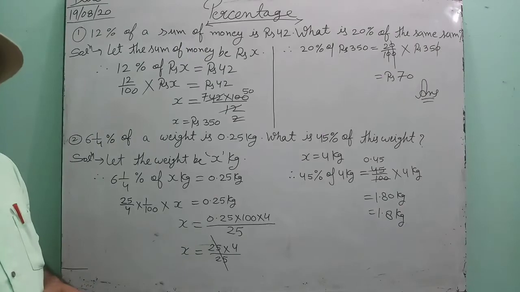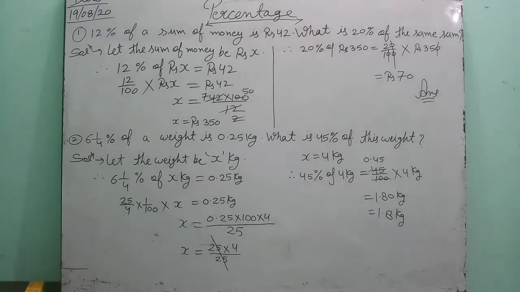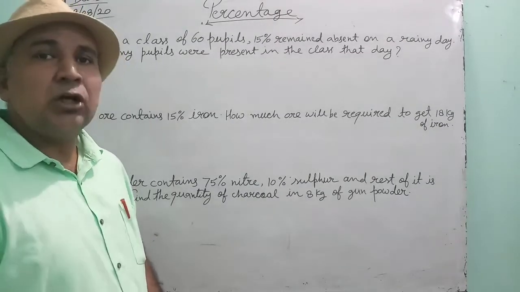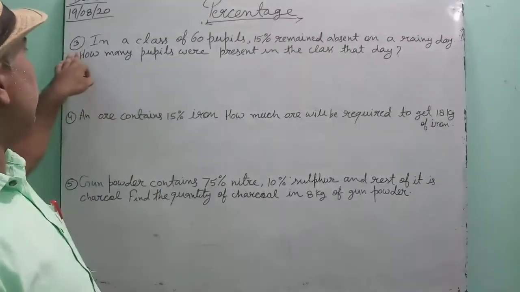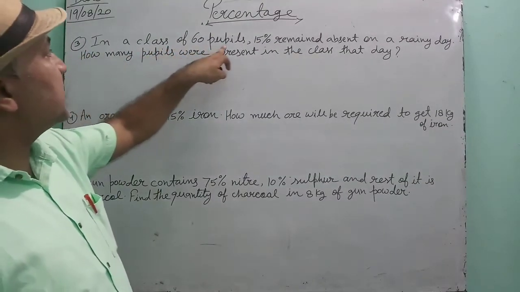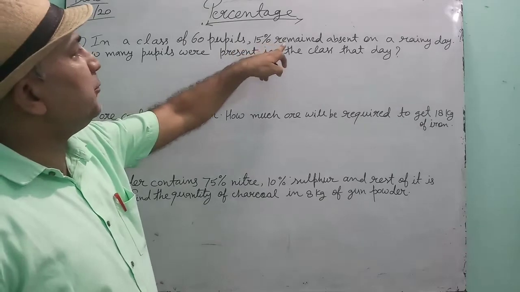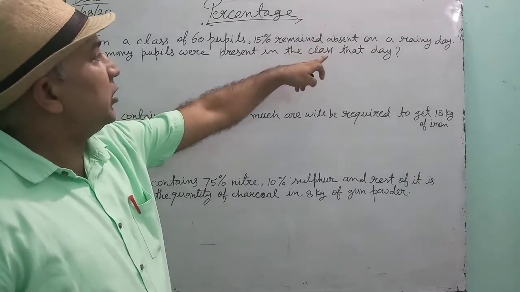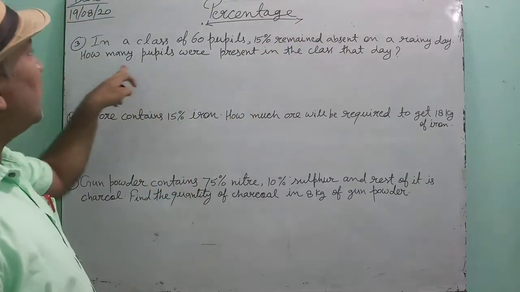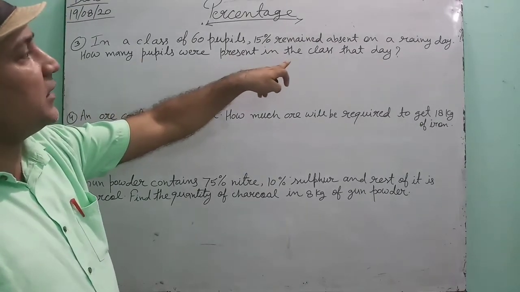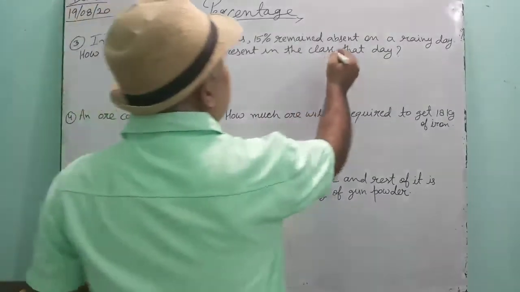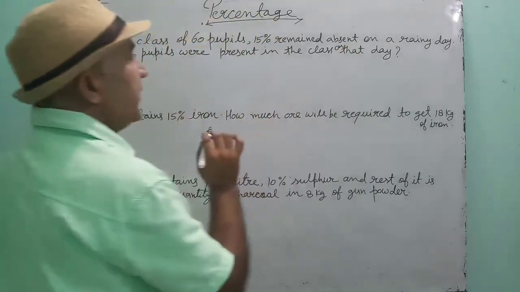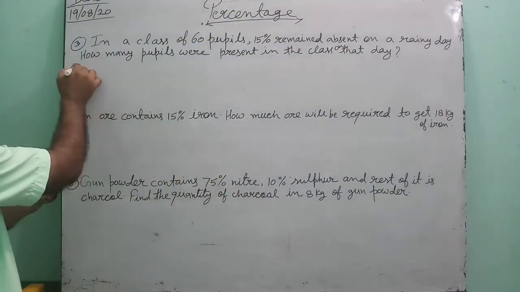Okay, now note down these questions. Okay, now see some more questions. Question number 3. In a class of 60 pupils, 15% remained absent on a rainy day. How many pupils were present in the class on that day? So see how will you solve?